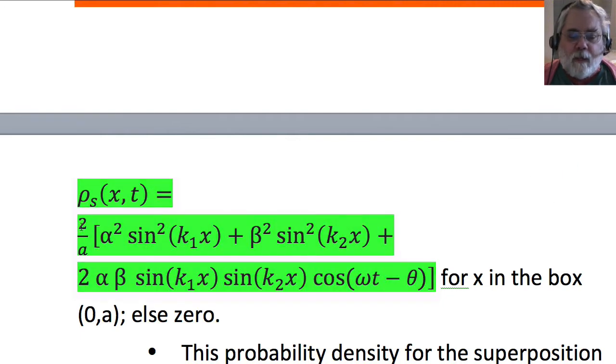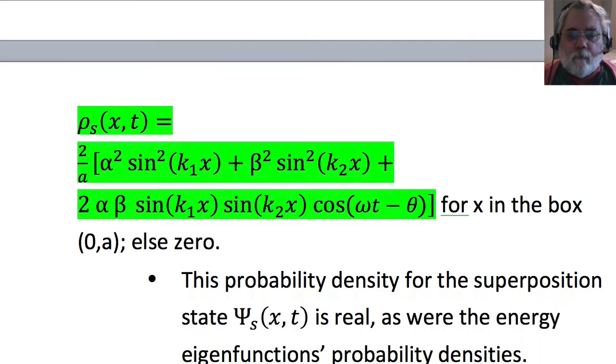2 over a times the quantity alpha squared, remember alpha is real, sine squared of k1x, plus beta squared, remember beta is real, sine squared k sub 2x, plus 2 alpha beta sine k1x sine k2x cosine of omega t minus theta, for x in the box, 0 to a. Outside the box it is 0.